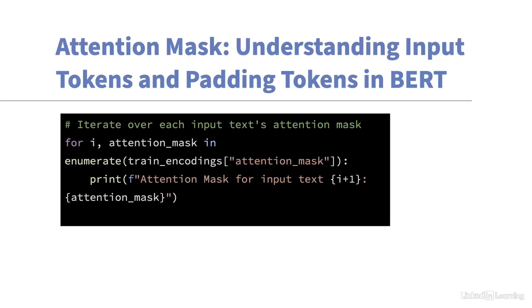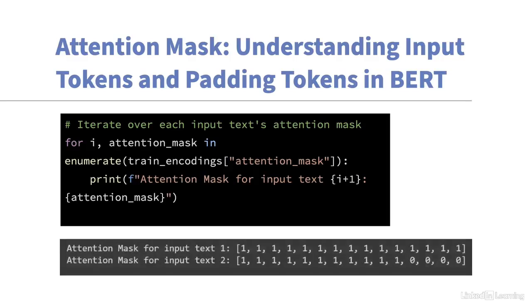This code snippet iterates over each input text's attention mask and prints it. Wherever the attention mask has a value of 1, it indicates that the corresponding token in the input sequence is an actual input token. A value of 0 indicates that the corresponding token is a padding token.